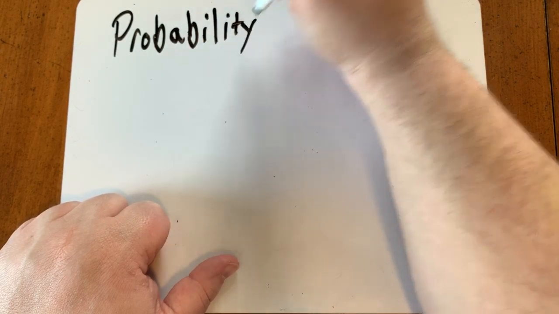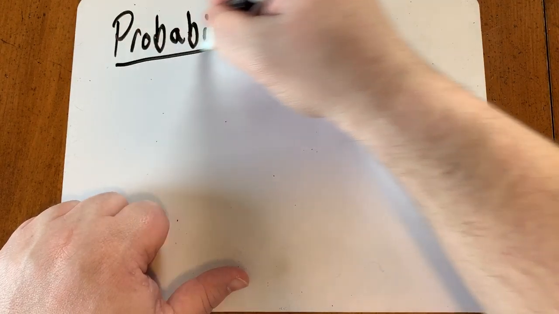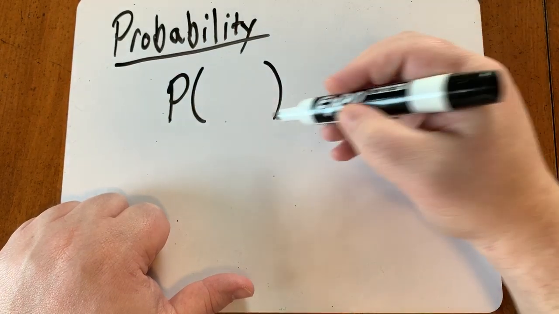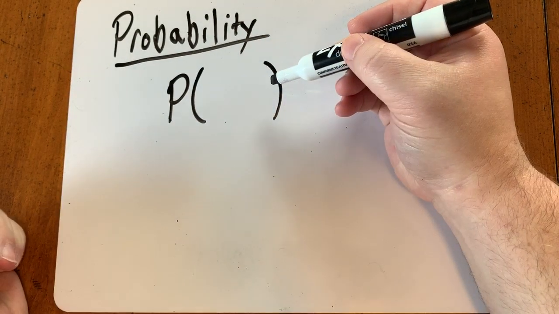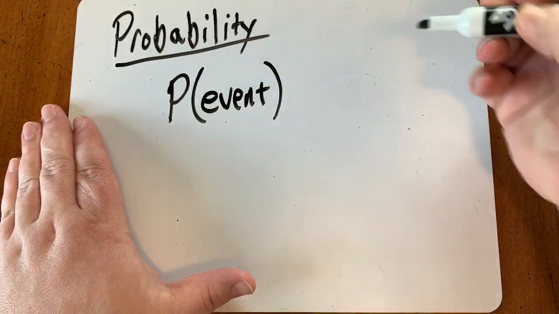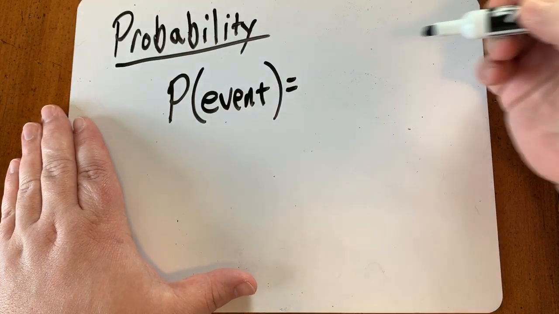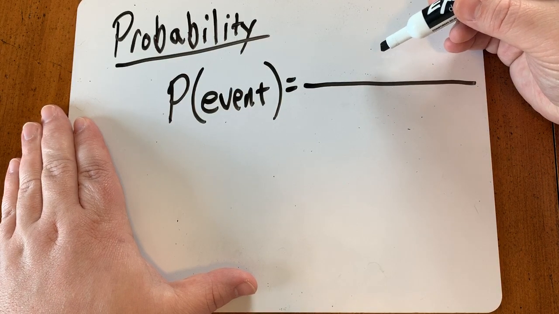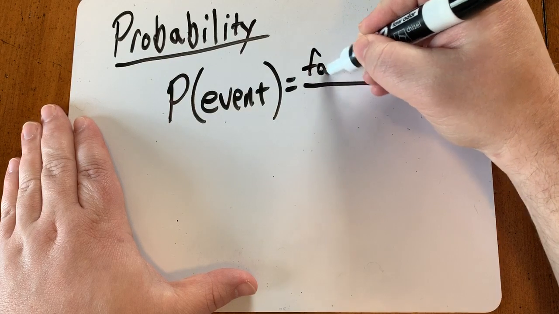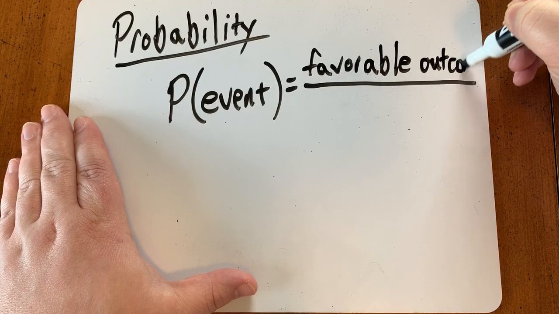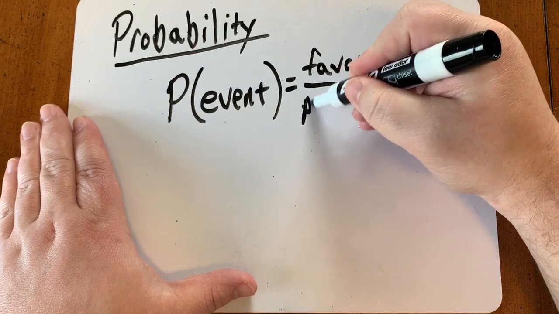Probability is the likelihood of an event occurring. The notation we use for probability is generally P, and then an empty parenthesis. Inside the parenthesis is the event you want to occur. Probability is a ratio that tells us how likely something is to occur. In the numerator are the favorable outcomes, and in the denominator are the possible outcomes.